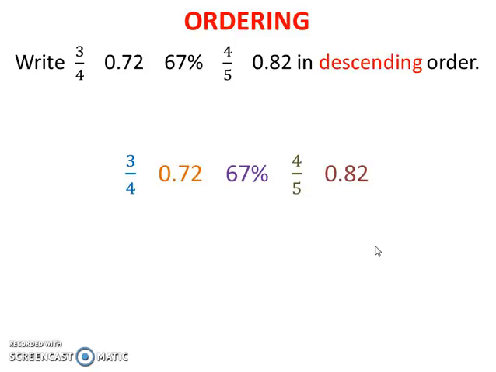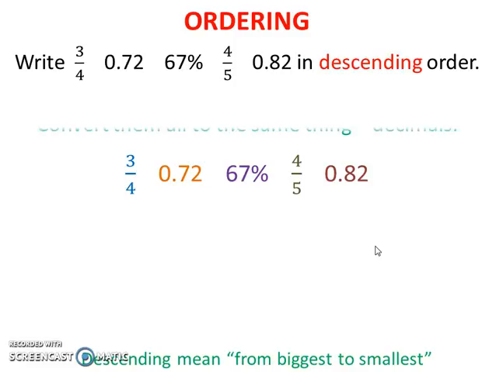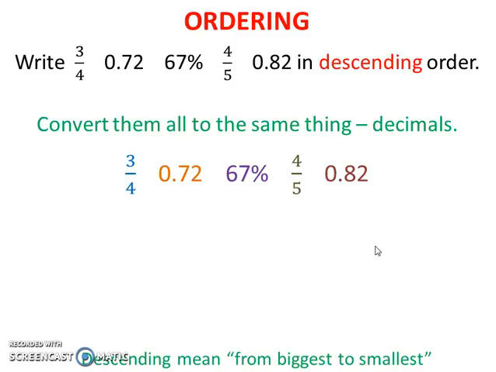A question like this, where you've got descending order, the opposite, so from biggest to smallest, again, I would put them into decimal form because I find that the easiest. So 3/4 is my 0.75. It's already in decimal form. The next one, dividing by 100, 0.67. And timesing by 100, you get 0.8. And the last one's already in decimal form.